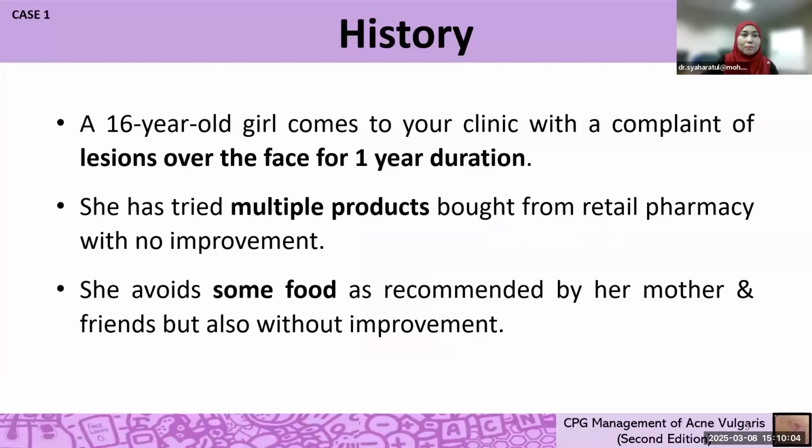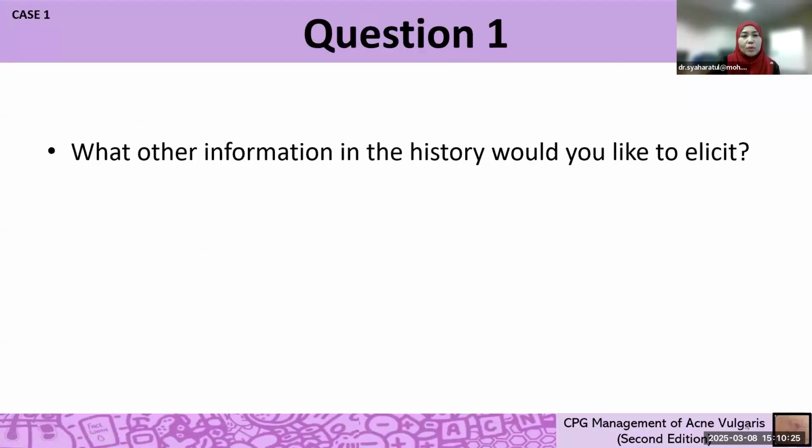You won't be surprised, we have many patients who use cinnamon. They pound their own cinnamon and put it on. So a lot of homemade concoctions and also retail pharmacy products before coming to see a doctor. She avoids some food as recommended by her mother and friends, but also without improvement. So what other information in the history would you like to elicit?